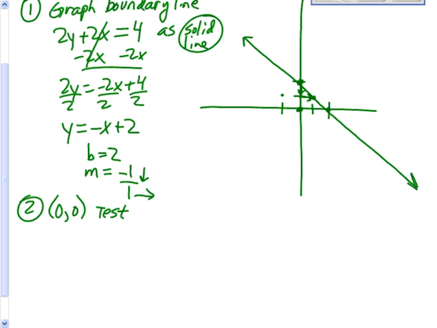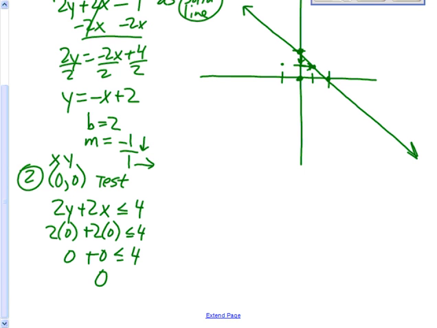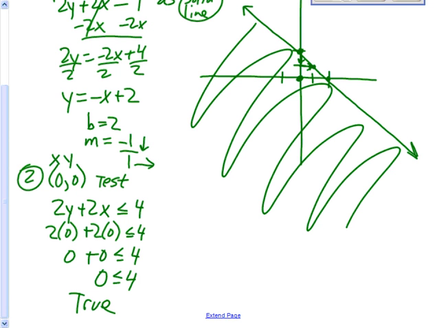Write the original inequality, 2y plus 2x less than or equal to 4. Plug in x and y. Y is 0. X is 0 here. Is 0 less than or equal to 4? I say, yeah, that's true. So, since it's true, where was the point that I was testing at? The point I was testing was 0, 0 right here, on the left-hand side. So I say it's true, that means all these points over here are solutions to that linear inequality.